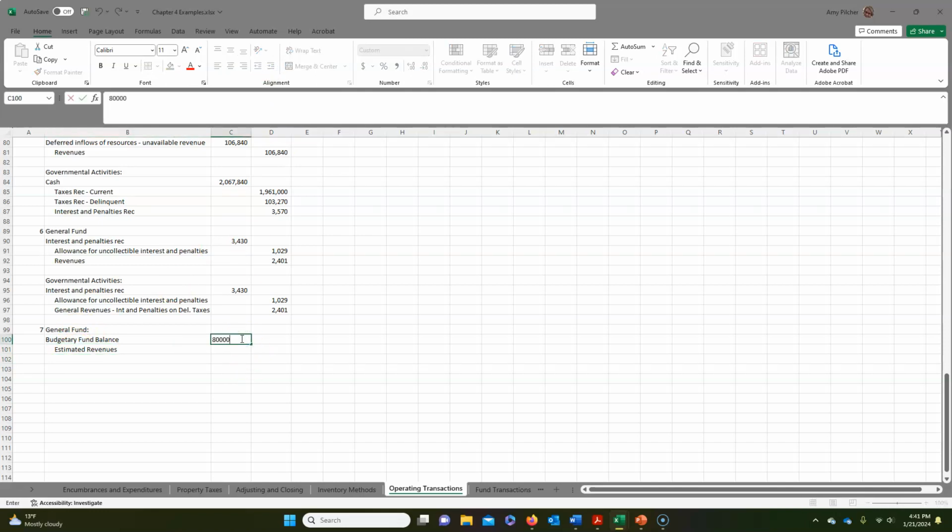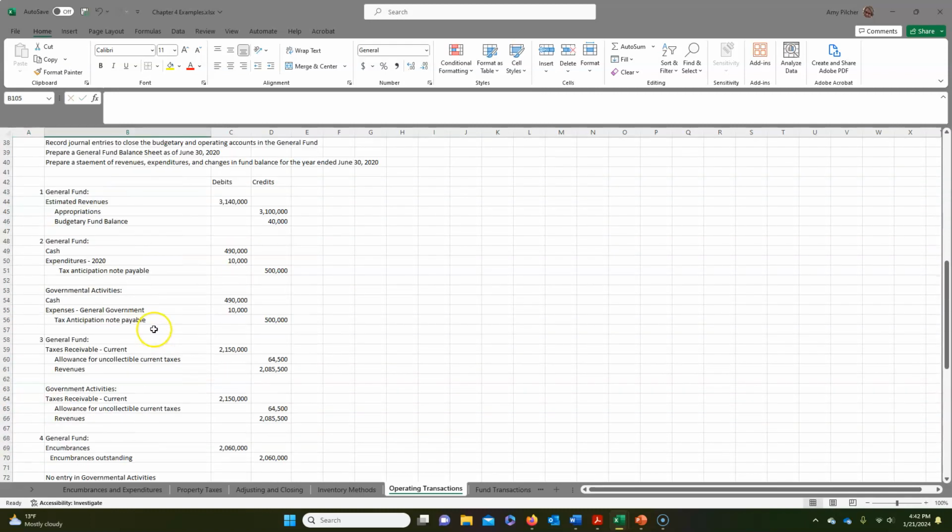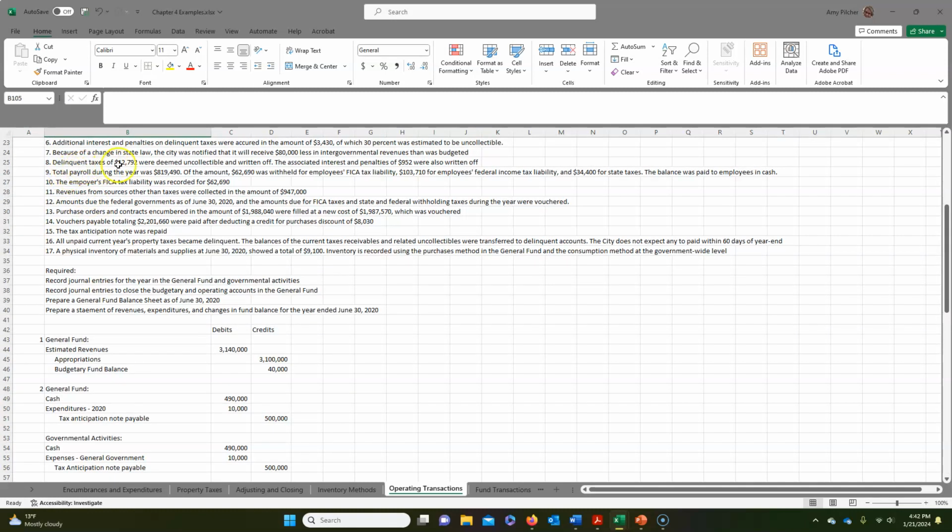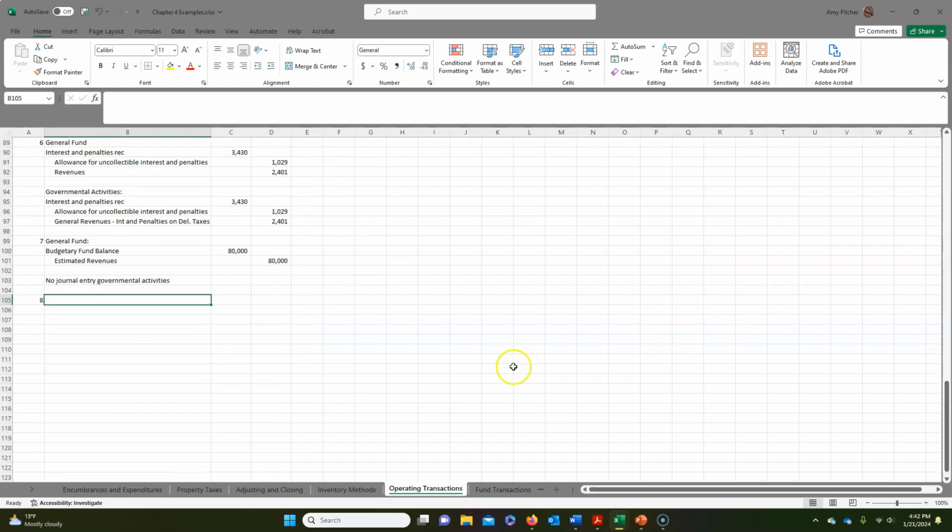So 80,000, and there is no entry in the governmental activities. Okay, now number 8. Number 8 says delinquent taxes of $12,792 were deemed uncollectible and written off. The associated interest and penalties were also written off.